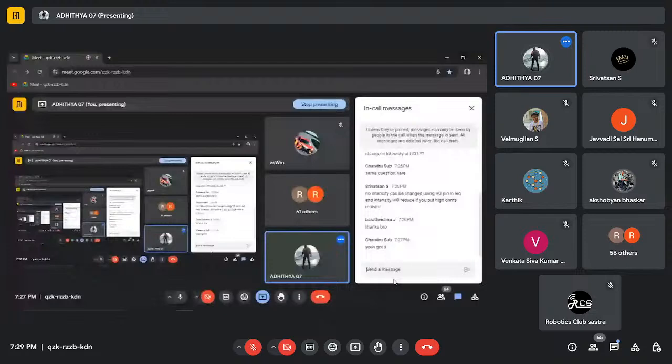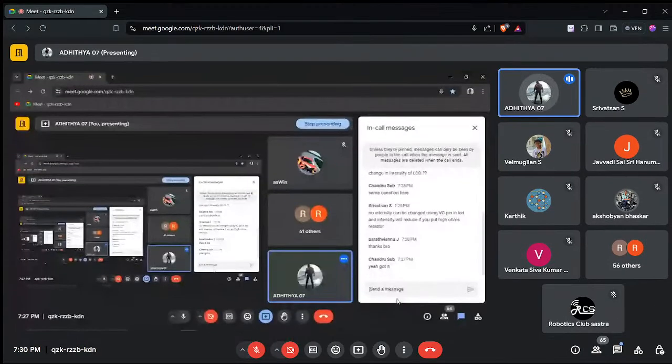So what we'll be talking about today is the L293 motor driver. An L293 motor driver is very widely used because of its simplicity and low cost.